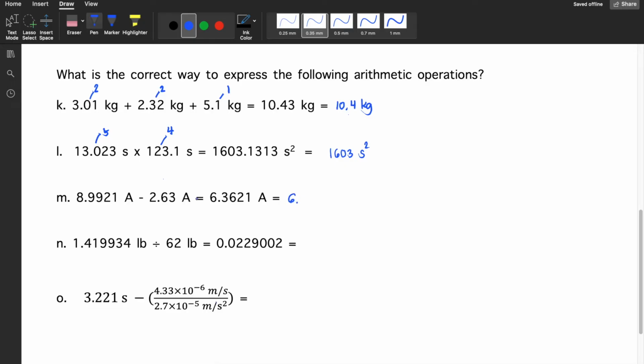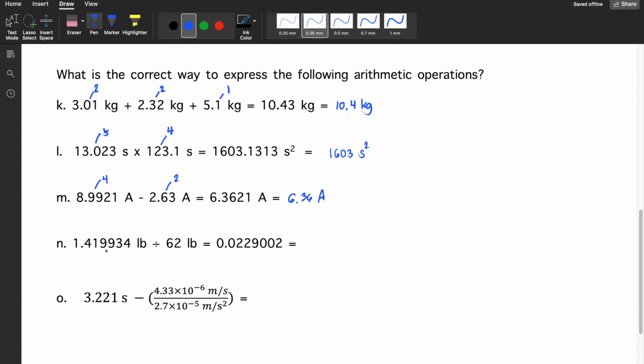We'll determine the decimal places of the numbers being subtracted. Which of these has the least? This has 4 decimal places, and this has 2 decimal places. So our final answer must be 6.36 amperes.